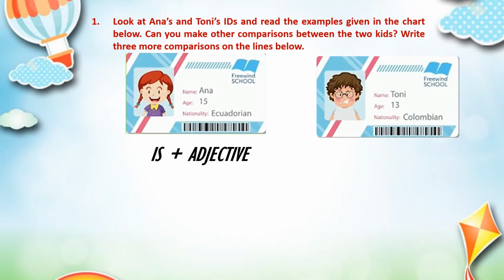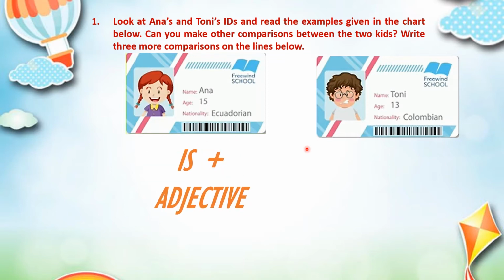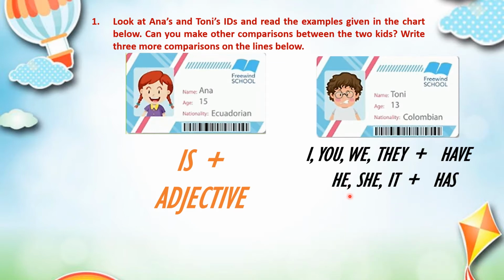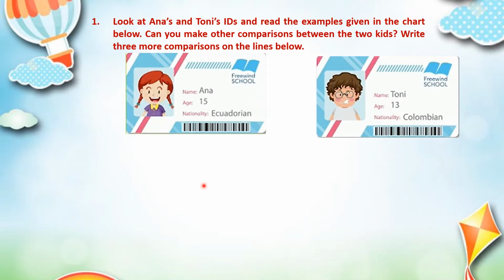For a better understanding, let's explain. Is, the verb to be, is used plus adjective. And we use I, you, we, and they plus have for physical appearance or physical characteristics. And he, she, it plus has for physical characteristics. For example, Maria is friendly. Is, verb to be, plus adjective.